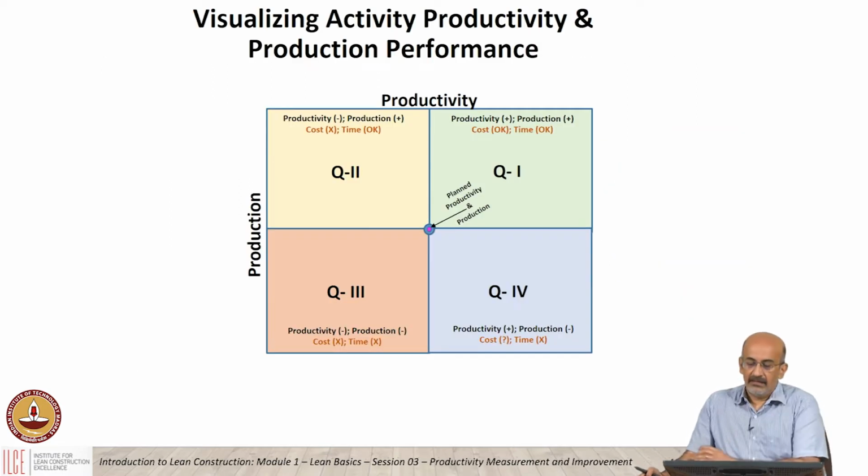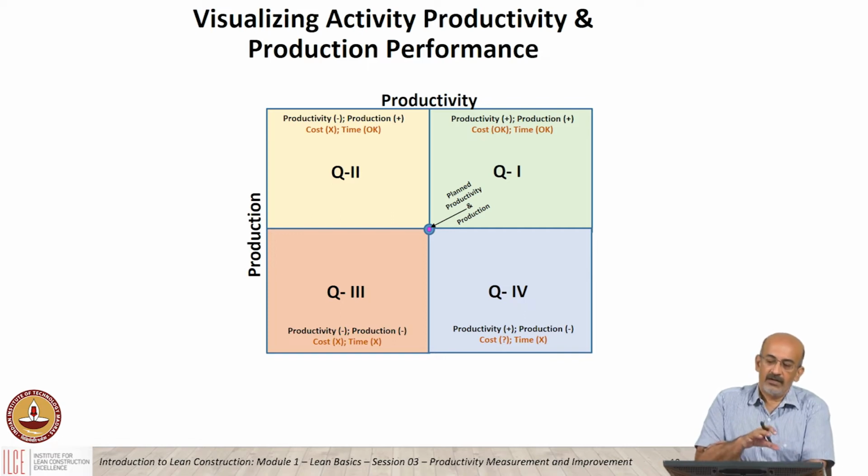Okay, and this is the topic which we are going to take up next, which is to understand how productivity and production are related to cost and time. Okay, so you can see that what we have here is basically, I would call it a graph or a matrix. I will just put it as a matrix, as a management matrix. You have 4 quadrants, 1, 2, 3, 4. At the middle, we have the planned productivity and planned production.